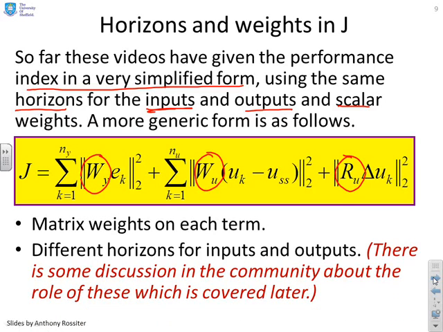You'll also notice we have different horizons. We might have one horizon on the output and we might have a different horizon on the input. Now, there is a lot of discussion in the community about the role of these horizons, so we're not going to talk about them in detail in this video, just to point out that there is the possibility of choosing NY and NU to be different, and it may make good sense to choose them to be different.